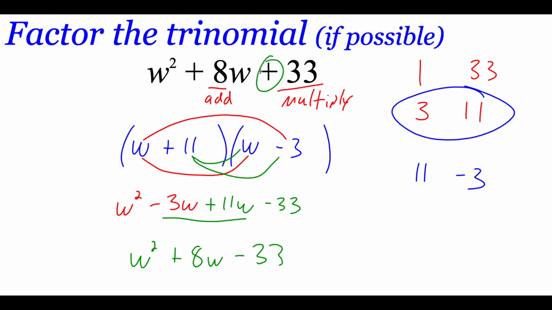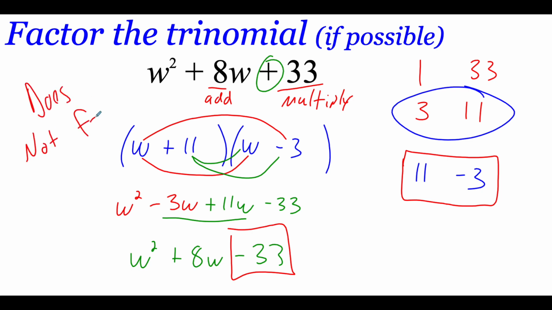So we tried to FOIL it out, but it didn't work. This pair of numbers that we came up with, the 11 and the negative 3, would multiply to give us negative 33 instead of positive 33. So because we can't get it to work out, I would say that this one does not factor. So again, not every trinomial is factorable. And when you're doing your factoring or your unfoiling, it can be a good idea to refoil out the binomials that you get to make sure that it does in fact give you that trinomial that you started with.